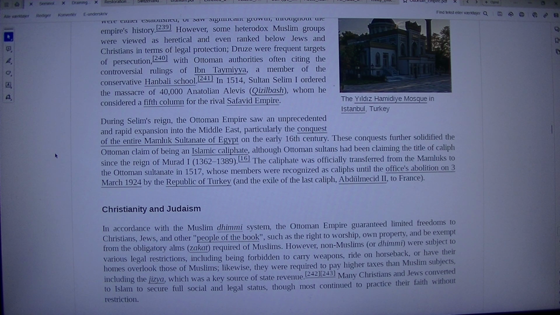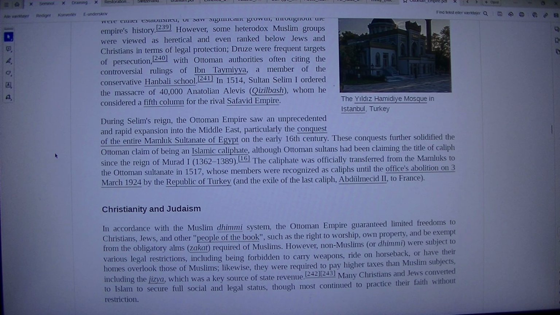However, some heterodox Muslim groups were viewed as heretical and even ranked below Jews and Christians in terms of legal protection. Druze were frequent targets of persecution, with Ottoman authorities often citing the controversial rulings of Ibn Taymiyyah, a member of the conservative Hanbali school.